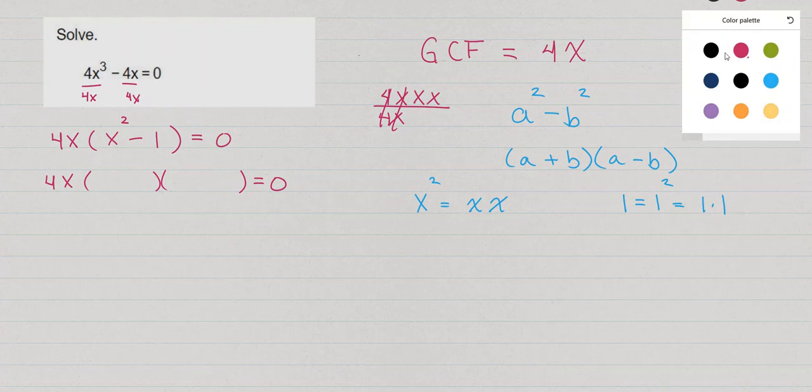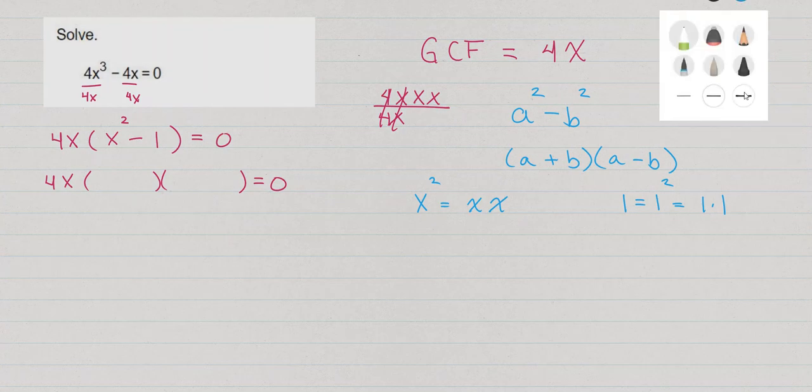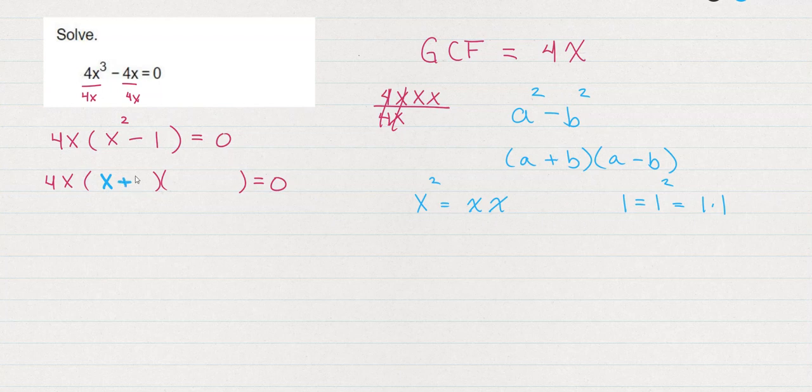So we'd have 4x times the quantity of x plus 1 times x minus 1, and that's equal to 0. Now, when we solve by factoring, after we have it completely factored, we're going to set each of the factors, including the 4x, equal to 0. So we have 4x equals 0, or x plus 1 is 0, or x minus 1 equals 0. And the solution to any of these three linear equations is going to be a solution to our quadratic.